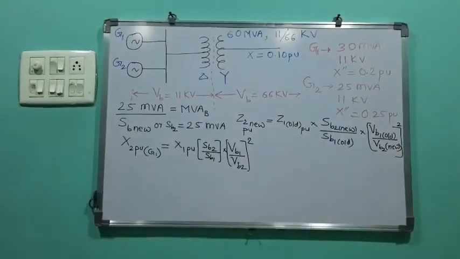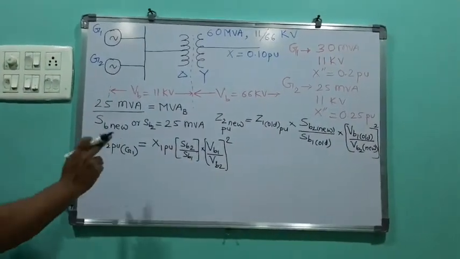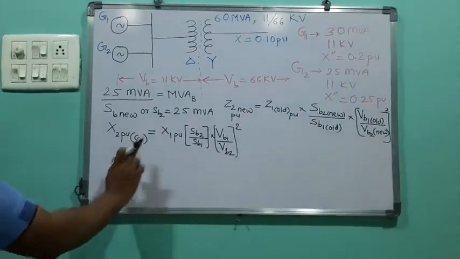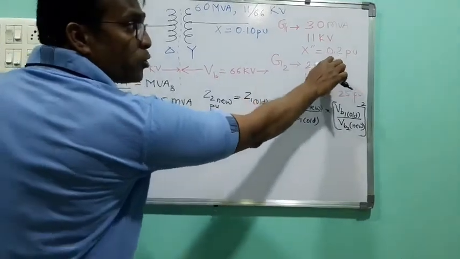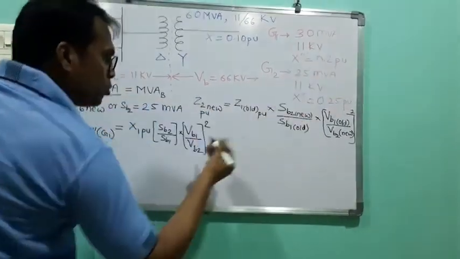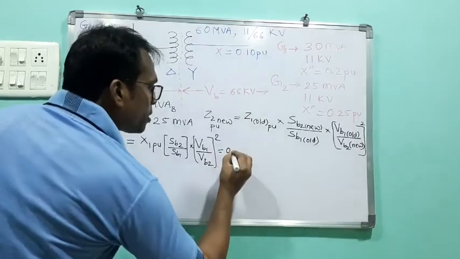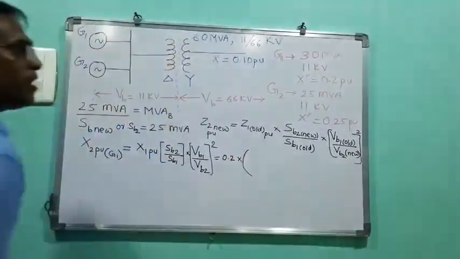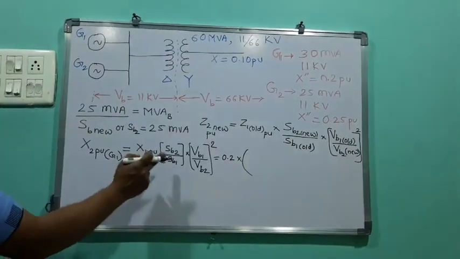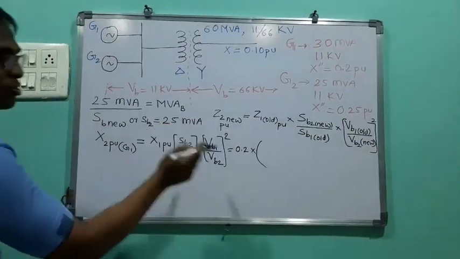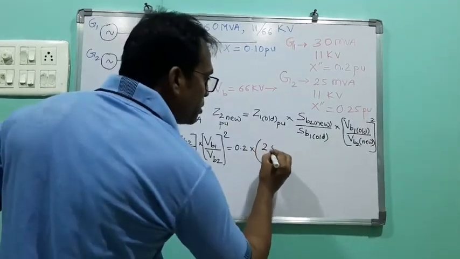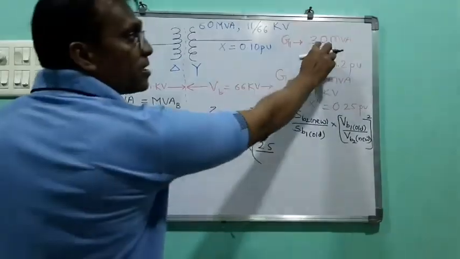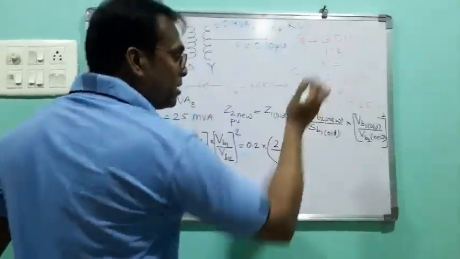So now what you have to do? You have to put the values in this particular formula. So what are the values? X1 for generator 1 is nothing but 0.2. See here, this is 0.2. So that is equal to 0.2 multiplied by SB2, that is the new value of base, 25, divided by SB1. SB1 is given, this is 30 MVA, the generator rating.